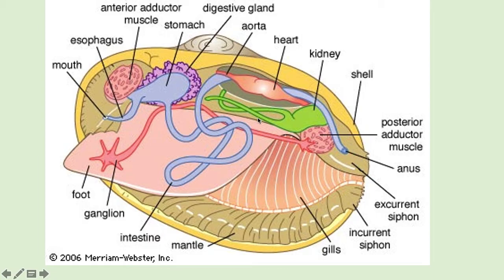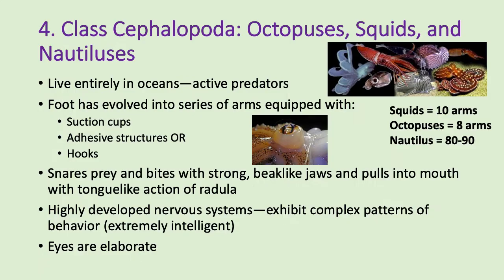And so, yeah, we'll dissect the clam and we'll do our best to find the heart and the aorta. That can be kind of difficult in a clam because when you open it, it just looks like a mess. But there are some organs that you should be able to identify in there.